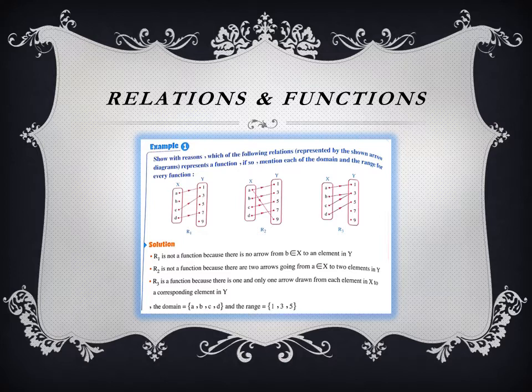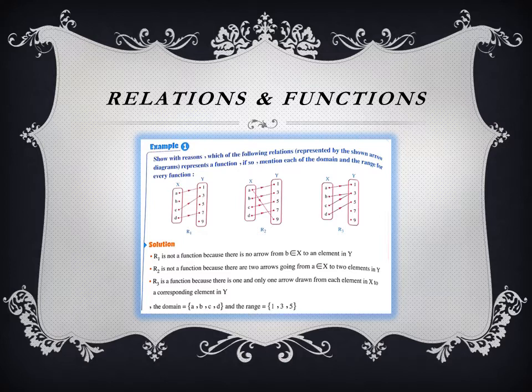Let's see the first relation R1. We have x and y. We have four elements in x: a, b, c, and d. All the elements of x have one image in y, but b has no image, so R1 is not a function because there is no arrow from b, which belongs to x, to an element in y.